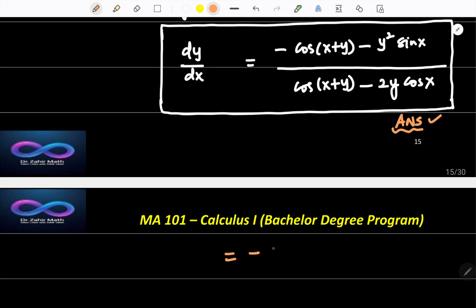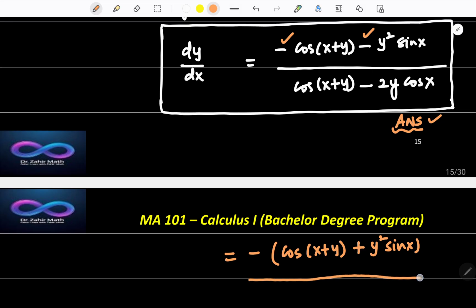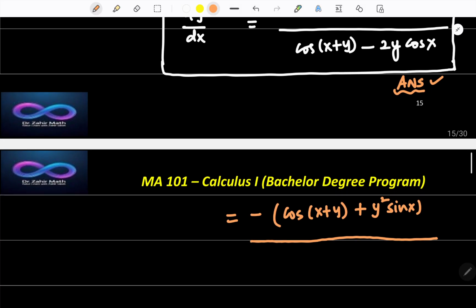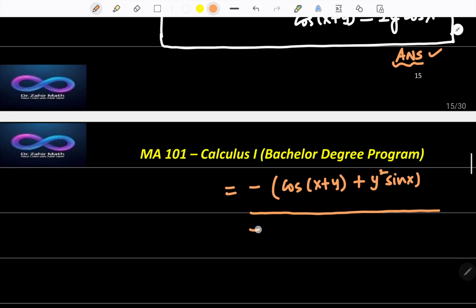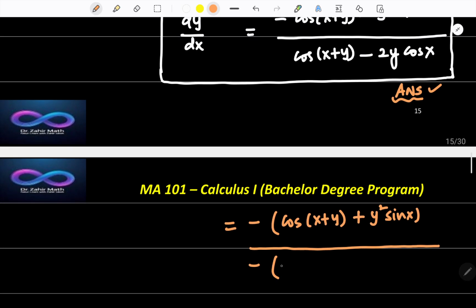Let me take minus as common. See here, there is a minus here. So what is inside? Cosine of x plus y, and then if I take minus out, it will become what? Plus y square sine x, right? And then divided by, if I want to take minus out, minus should get cancelled, right? Otherwise no use of taking minus, right? So here also I'm taking minus out. So when I take minus out, this will become what? Minus cosine of x plus y. Why? Because minus of minus is what? Plus. This will become what? Plus 2y cosine x. Clear?